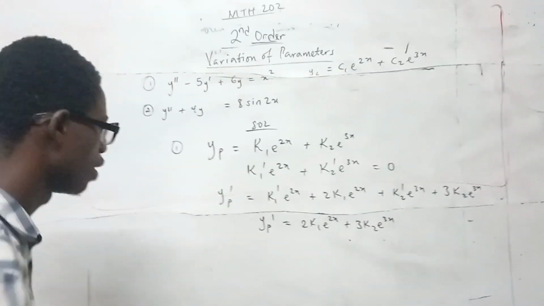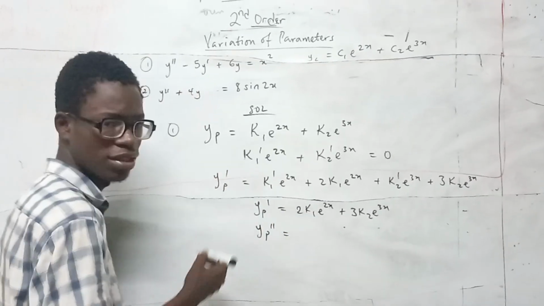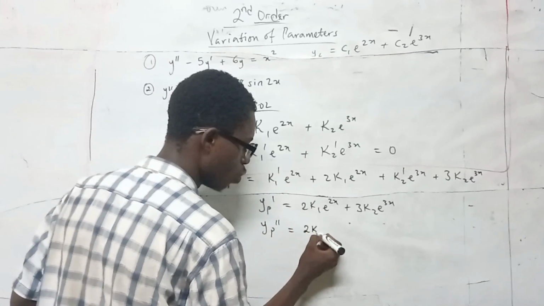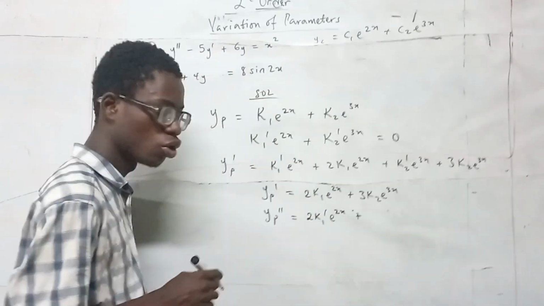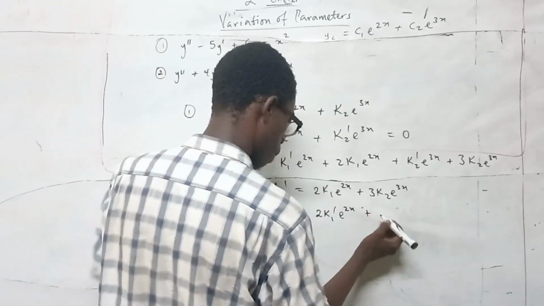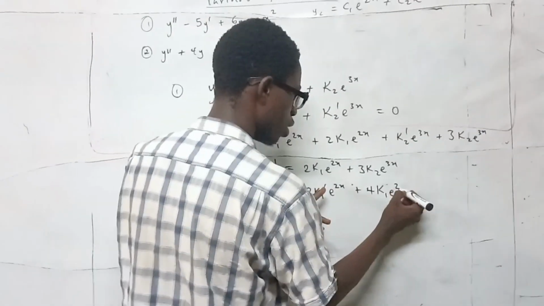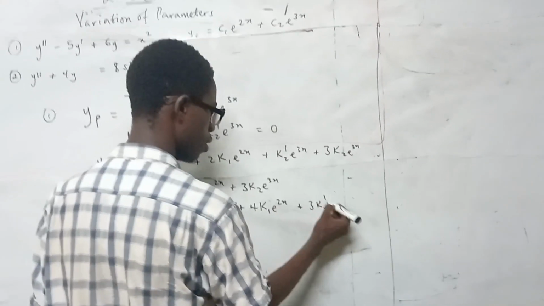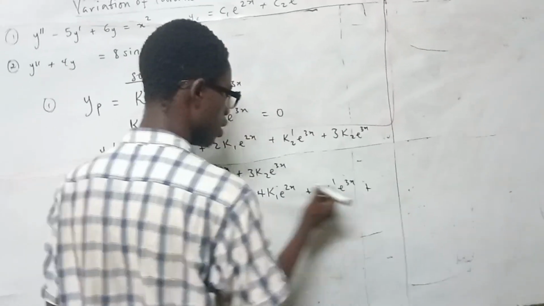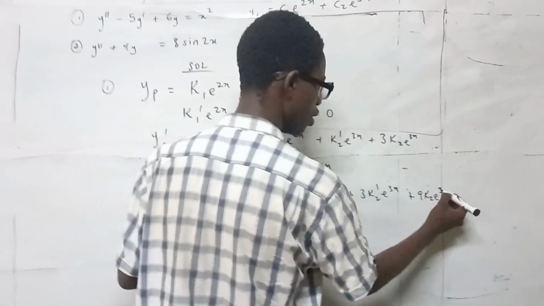Now we need our second derivative. Differentiating this the second time, we are going to have 2K1 prime e raised to power 2x using product rule, plus 2 will come down again, so we have 4K1 e raised to power 2x, plus differentiating this, you have 3K2 prime e raised to power 3x, plus 3 will come down, 9K2 e raised to power 3x.